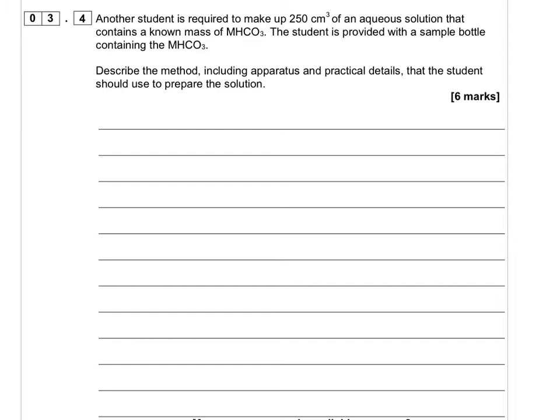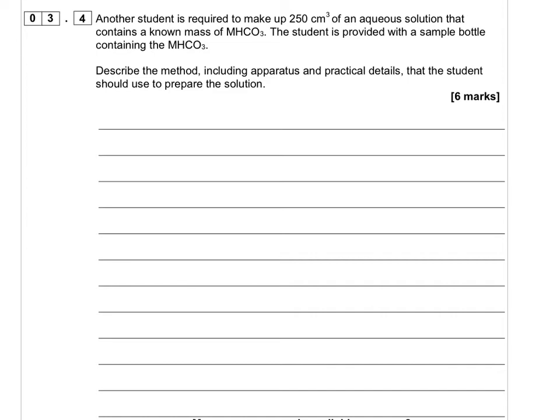Another student is required to make up a 250 centimetre cubed of an aqueous solution that contains a known mass of MHCO3. The student is provided with a sample bottle containing MHCO3. Describe the method, including apparatus and practical details that the student should use to prepare the solution.